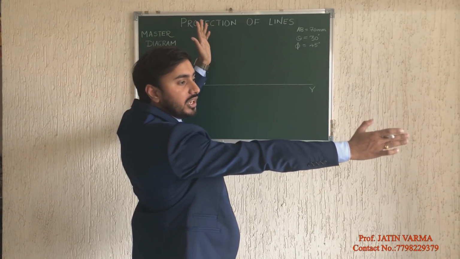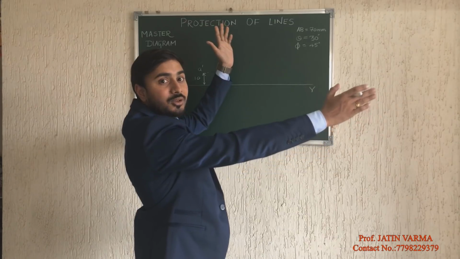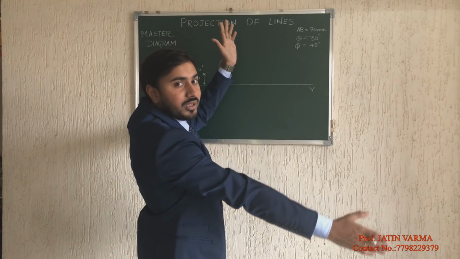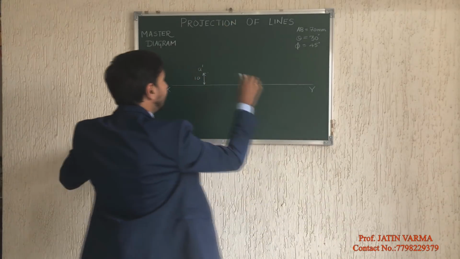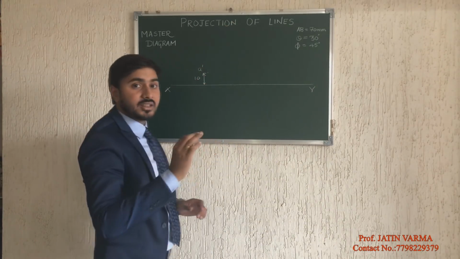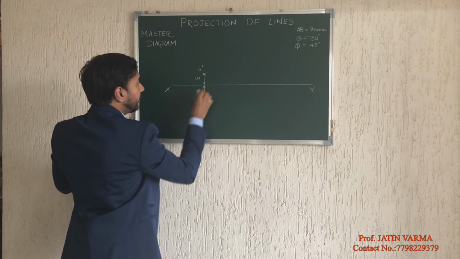So my rule is that the point will rotate and go downwards. Why? The rule was to rotate your HP clockwise by 90 degrees. So it will be going downwards. So this will be A dash, which will be representing the front view, and it is given 20 mm in front of VP.